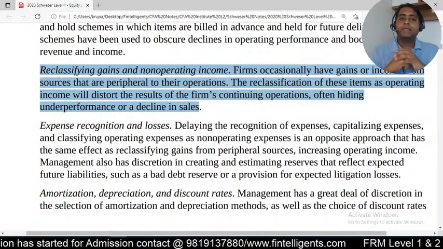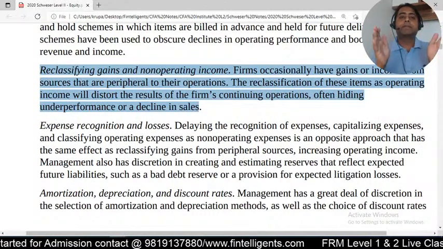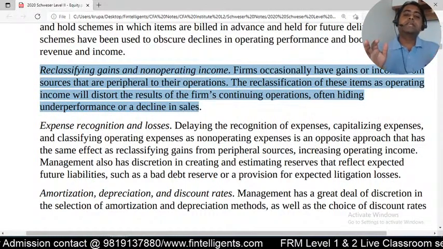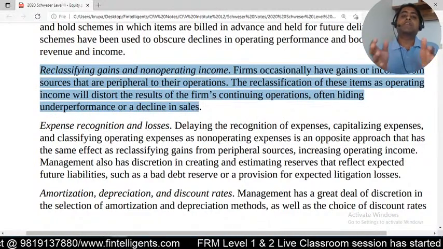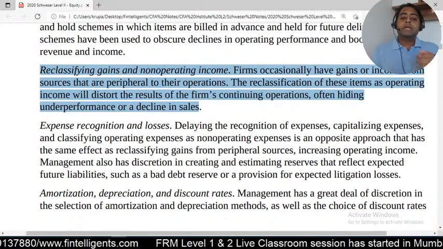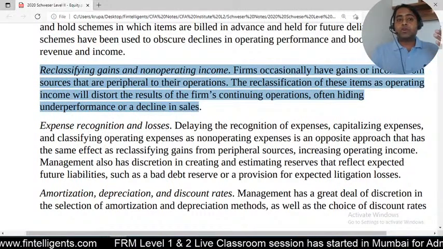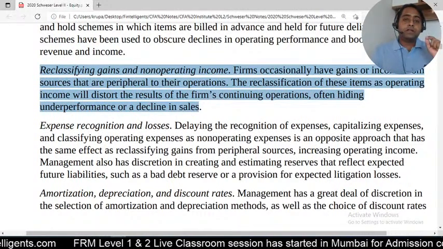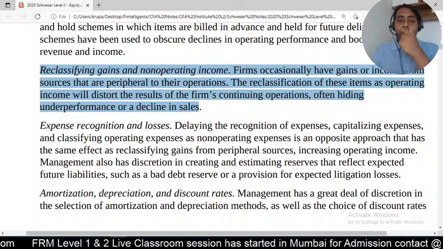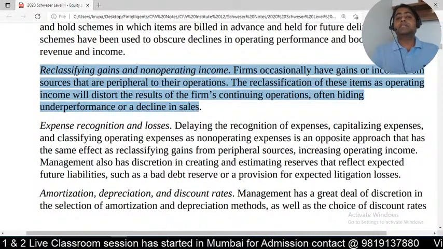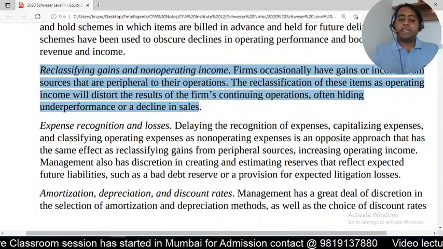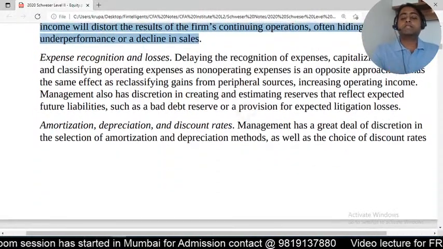All good? You have to think about this in very simple language. Certain income you are getting not because of your normal business, and if you're recognizing it as operating income, this is going to be problematic, because you are impacting the operating behavior of the company, and also impacting people who are going to take decisions on those numbers.